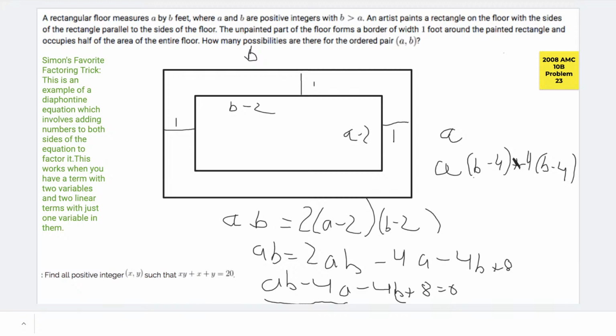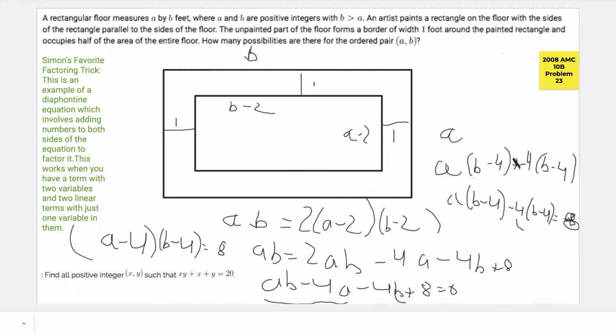We'll also take 8 to the other side, so we subtract 8 from both sides, and you get a times (b minus 4) minus 4 times (b minus 4) equals negative 8. However, if you multiply these negative 4s, you get 16, which means we added an extra 16 to both sides, which means this 8 is just positive 8. And then we have (a minus 4) times (b minus 4) equals 8. And now all we have to do is divide 8, and notice that 8 is just 1 times 8, 2 times 4, 4 times 2, and 8 times 1.